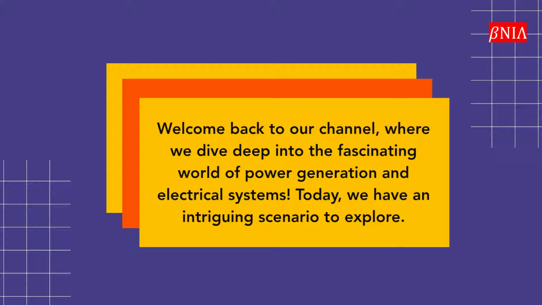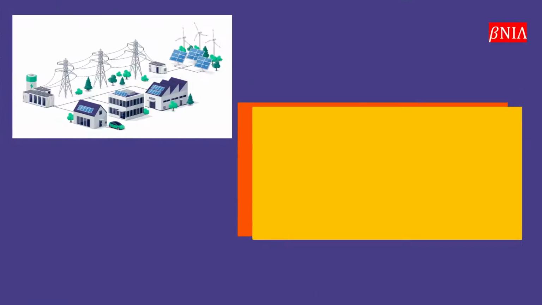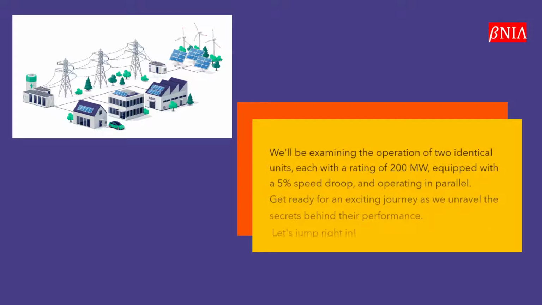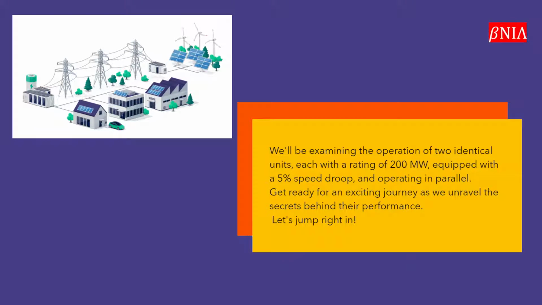Today, we have an intriguing scenario to explore. We'll be examining the operation of two identical units, each with a rating of 200 megawatts, equipped with a 5% speed droop, and operating in parallel. Get ready for an exciting journey as we unravel the secrets behind their performance.